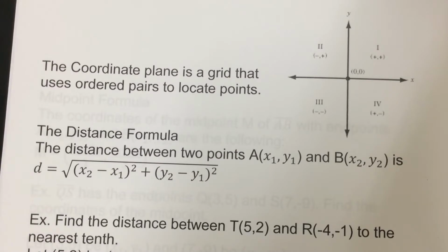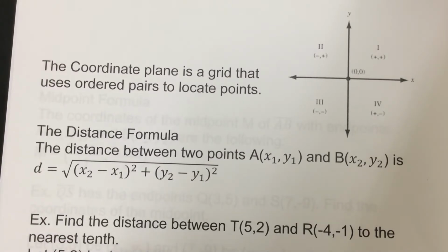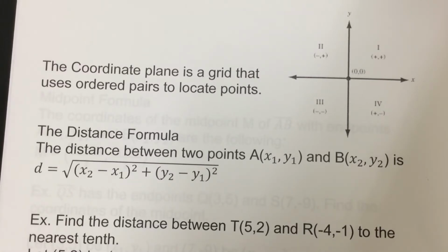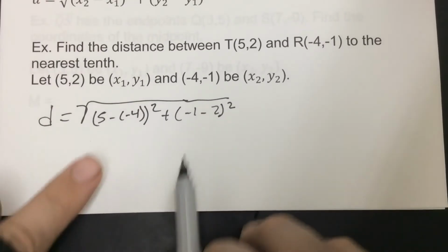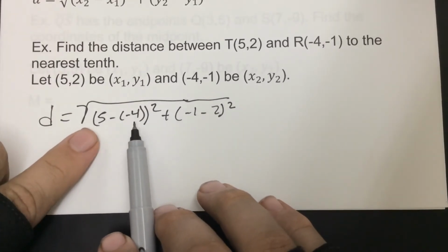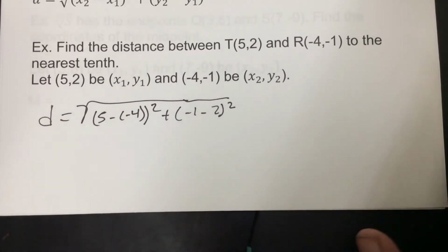So if we do one here, d equals the square root of. So I'm going to do it the one way, 5 minus a negative 4, and this will be squared, plus, and then if I do it the other way, negative 1 minus 2. So 5 minus the negative 4, negative 1 minus 2. I'm going to show you order doesn't matter here, and I'm off the screen, sorry. So if we set this up, whether we do the first one, then the second, or the second, then the first, it's still going to be fine.